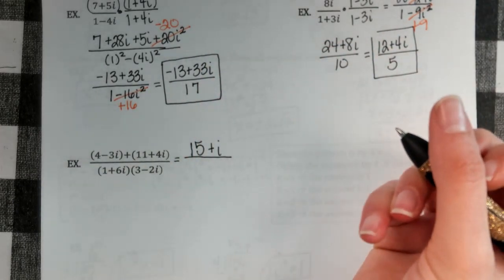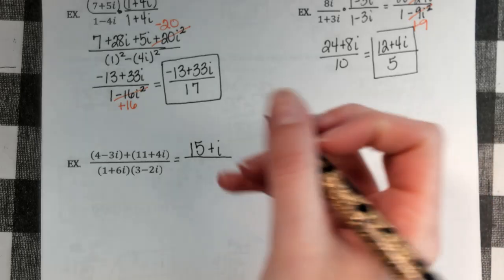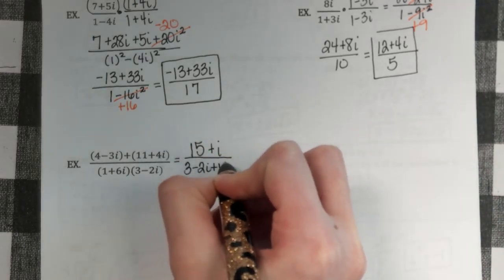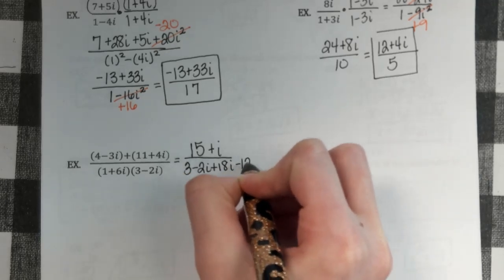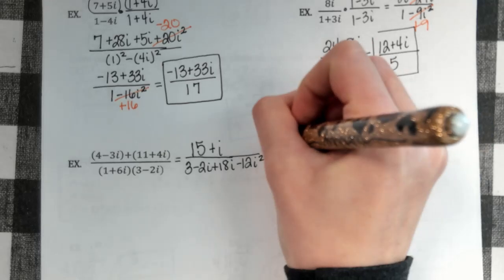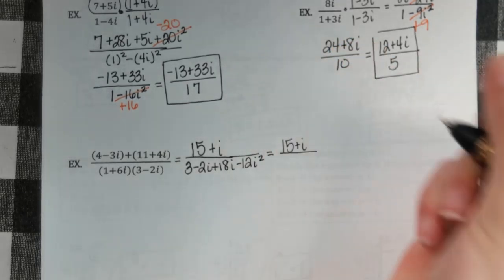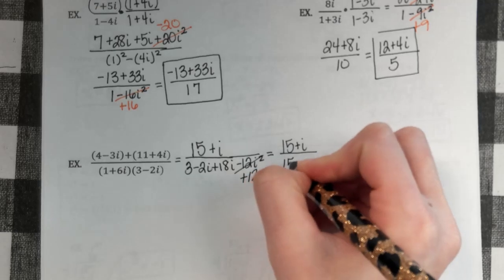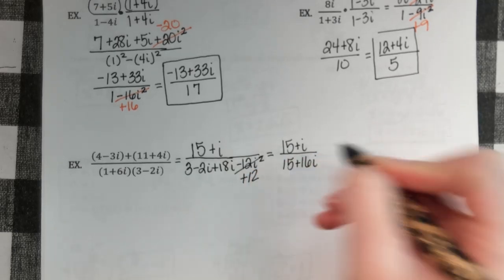My denominator I have to FOIL. So that becomes 3 minus 2i plus 18i minus 12i squared. Okay, so 15 plus i for the numerator. This turns into a plus 12, so 15 plus 16i.